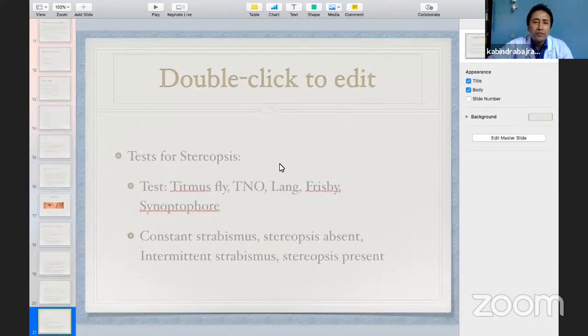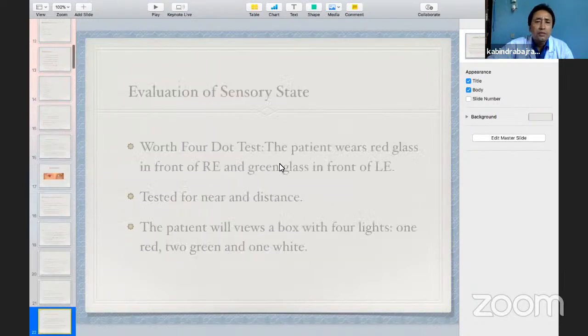Then comes the test for stereopsis by the Titmus fly. It can detect up to 40 seconds of arc, and normally we know 60 seconds of arc is normal. And TNO, Lang, even 550 seconds of arc we can see with Lang, Frisby, and the synoptophore can be used to test stereopsis. In constant strabismus, stereopsis is always absent, but in case of intermittent strabismus we can get stereopsis present, so it is very important.